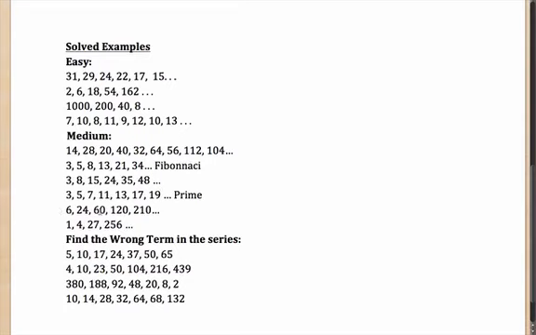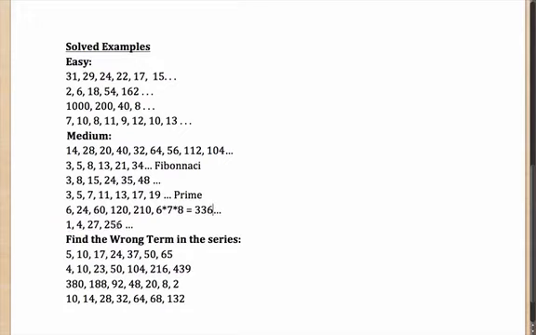Next one is 6, 24, 60, 120 and 210. This might take a little time to crack. The pattern is they are products of 3 consecutive integers. 6 is 1 into 2 into 3. This is 2 into 3 into 4. 3 into 4 into 5. 4 into 5 into 6. 5 into 6 into 7. 5 into 6 is 30 into 7 is 210. So the next one will be 6 into 7 into 8, which is nothing else but 336.